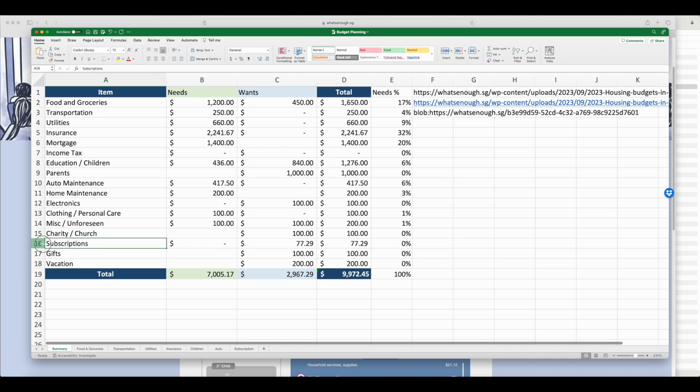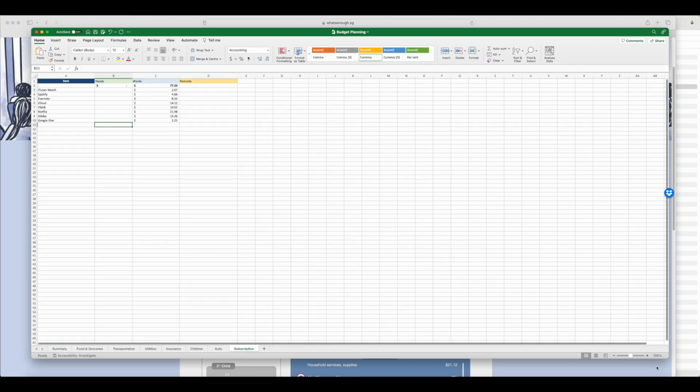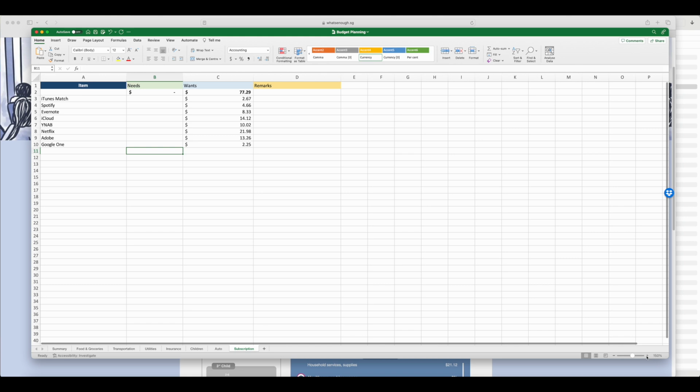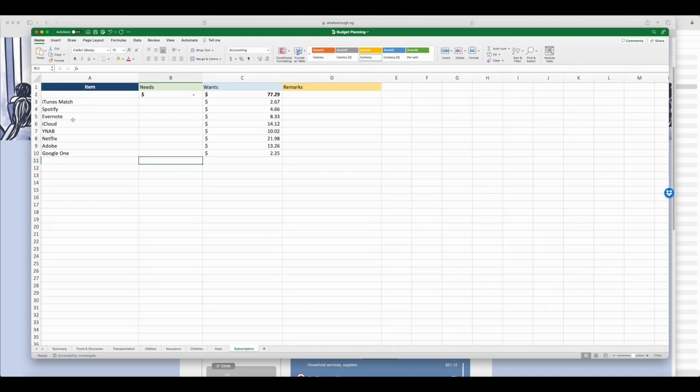Subscription, this is also on the high side. Subscriptions, what do I have on my subscription? So I have iTunes, Spotify, Evernote, iCloud. You Need a Budget. Netflix, Adobe, Google One. So that's on a monthly basis. I put them on the one. Again, if times of emergency, this probably go away.